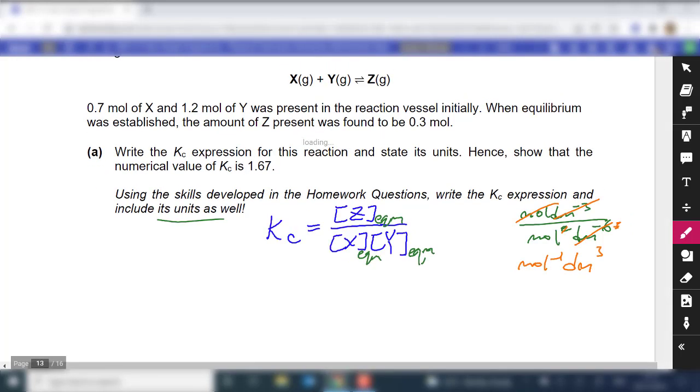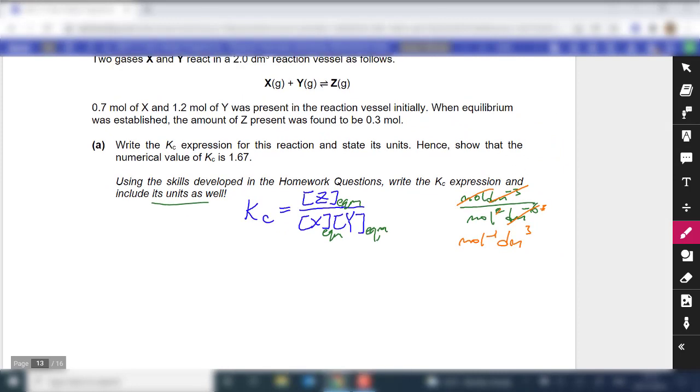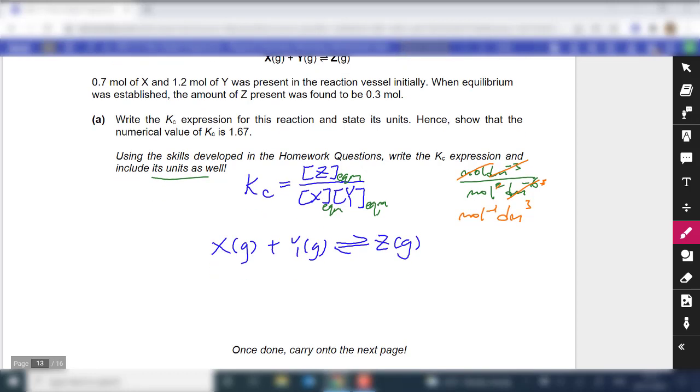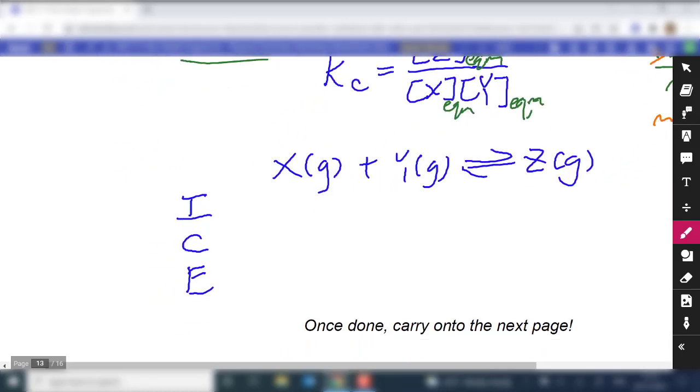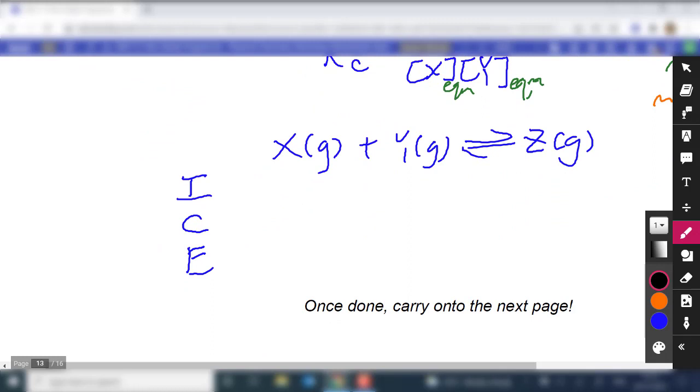Okay, so the first thing we need to do when we write out the ICE table is to write out the expression: X gaseous plus Y gaseous equilibrate to give Z gaseous. For the ICE table, it is perfectly fine to write it as ICE. However, let us remind ourselves that we are looking at initial concentration and not initial number of moles. So we can write mol per dm³ over here. I think it is very useful for us to tell ourselves that we are looking at initial concentration.